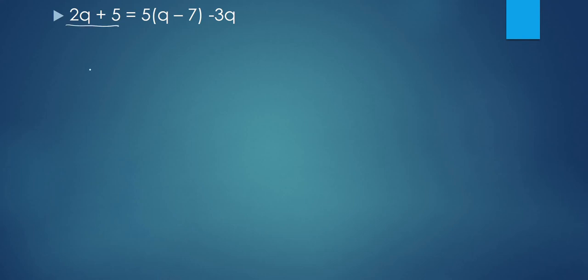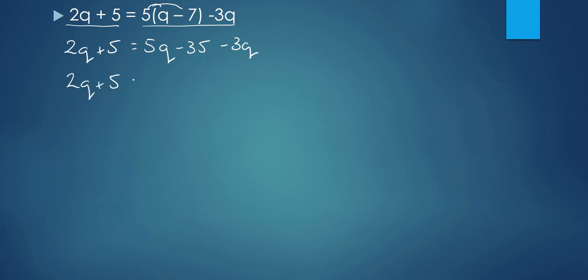So the left side looks good to me, 2q plus 5. I can't simplify the left side. The right side needs a little work. 2q plus 5, I'm going to distribute, equals 5q minus 35 minus 3q. Still not quite done simplifying on the right-hand side. Notice the left-hand side hasn't changed. So combining my like terms, 5q minus 3q is 2q minus 35.